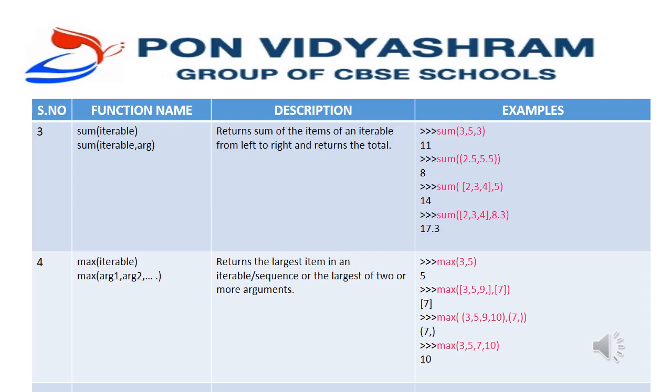Next one, the same thing: the first argument we have passed as a list, and as the second value we have passed a floating value. In that case also it will add all the numbers and give you the result. So 2, 3, 4 that we passed as a list, and the second argument as a floating value. So 2 plus 3 plus 4 plus 8.3 will give you 17.3.